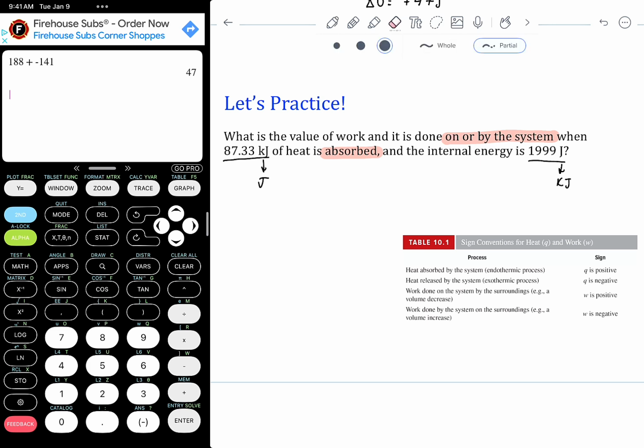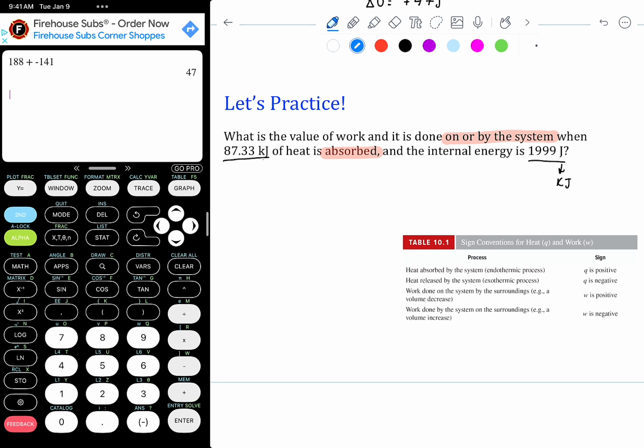I'm going to convert my 1,999 joules to kilojoules just because I don't like using large numbers. That's my own personal preference. If you wanted to convert the 87.33 kilojoules to joules, go for it. You're going to get the same answer, just in a different unit, just off by a factor of 1,000. So either way, it doesn't matter.